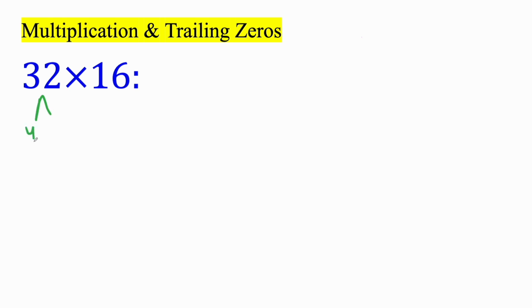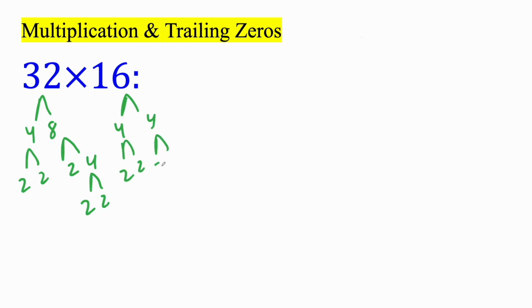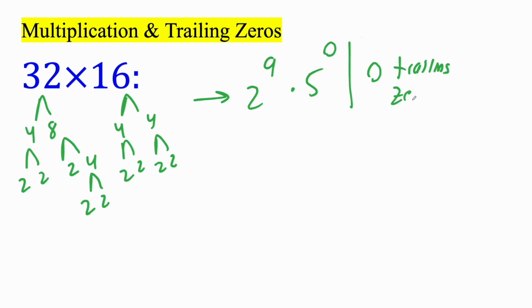So 32, you can get 4 times 8, 4 you can do 2 times 2, 8 you can do 2 times 4, and then 4 you can do 2 times 2. Likewise with 16, you would get 4 and 4, and then 2 and 2, and then 2 and 2. And so what we get is 2 raised to 9, and we don't have any 5. So I'm going to say 5 raised to 0. And so we won't have any trailing zeros. So 0 trailing zeros. Of course, if we use a calculator, we get 512. We have no trailing zeros.